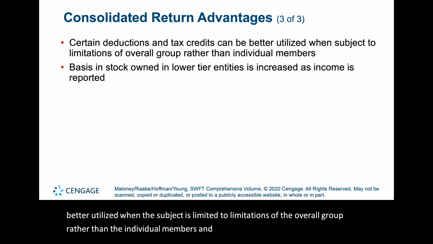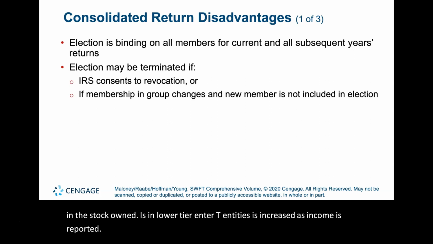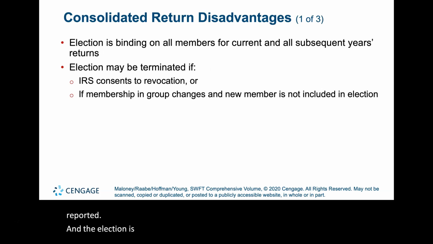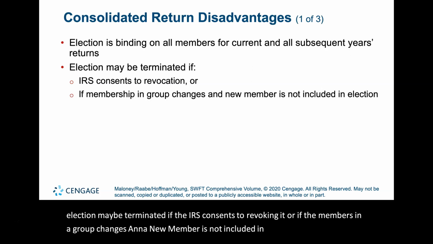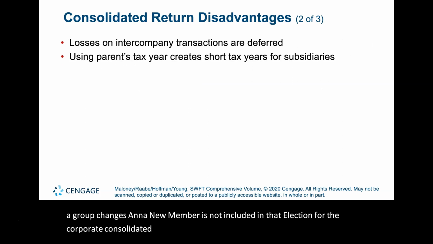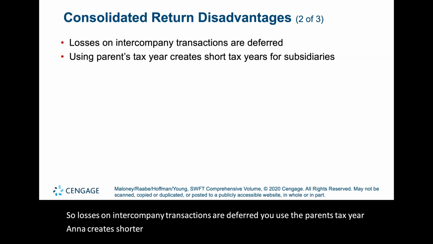And with a consolidated return, the basis in the stock owned in lower tier entities is increased as income is reported. And the election is binding on all members for current and all subsequent years, and the election may be terminated if the IRS consents to revoking it, or if the members in a group change and a new member is not included in that election for the corporate consolidated returns. Losses on intercompany transactions are deferred, and you use the parent's tax year, and that creates shorter tax years for the subsidiaries. Those are some disadvantages to consolidated returns.